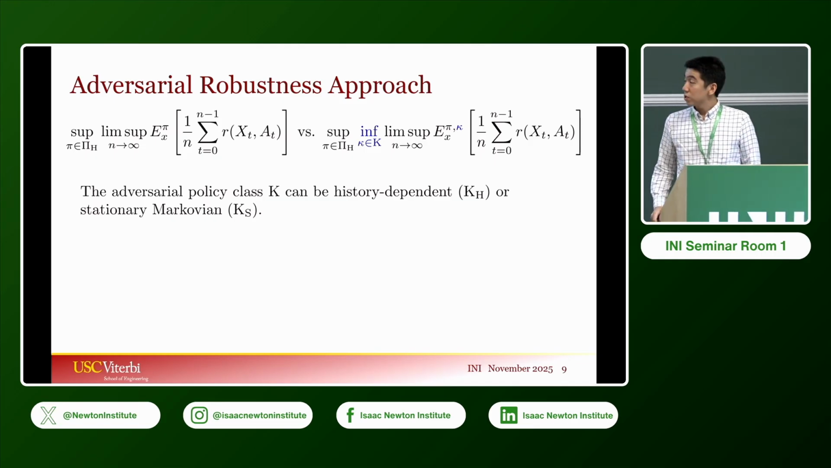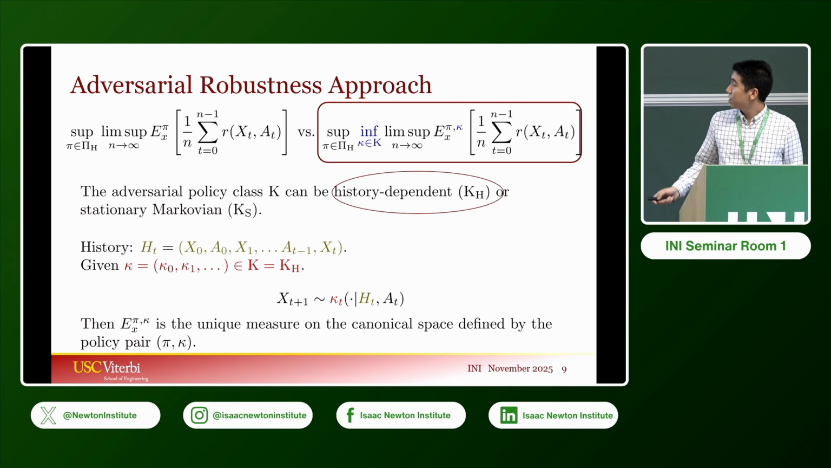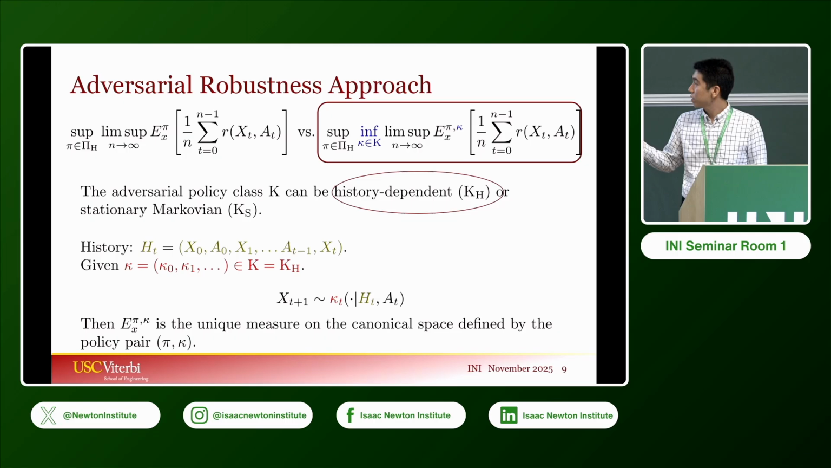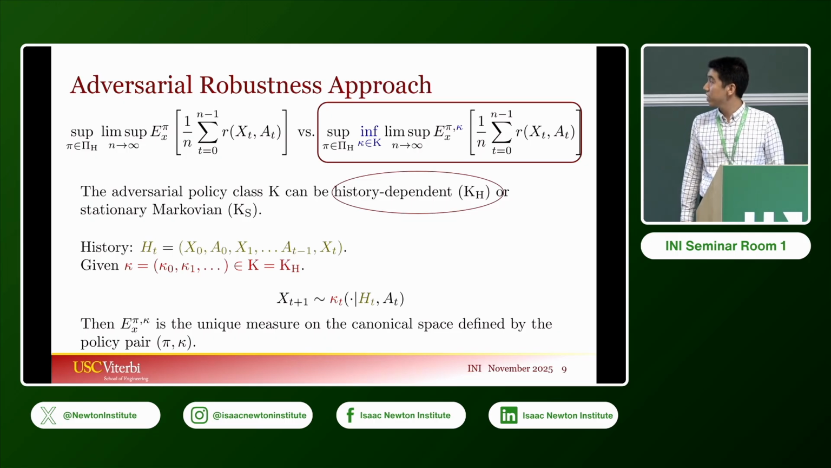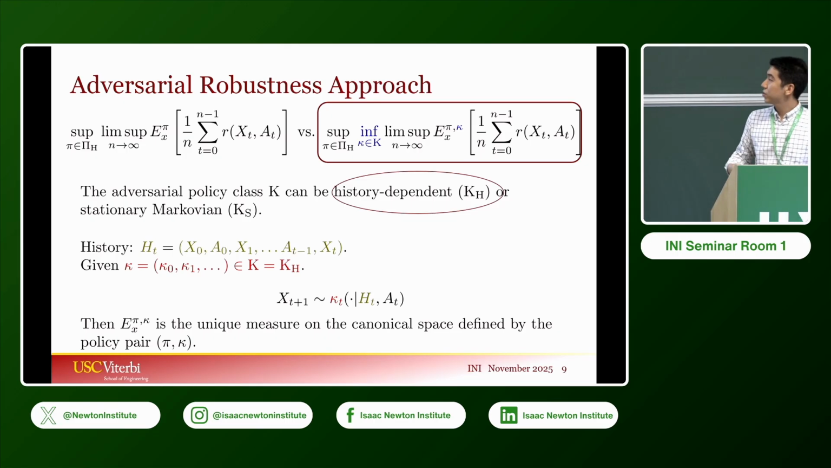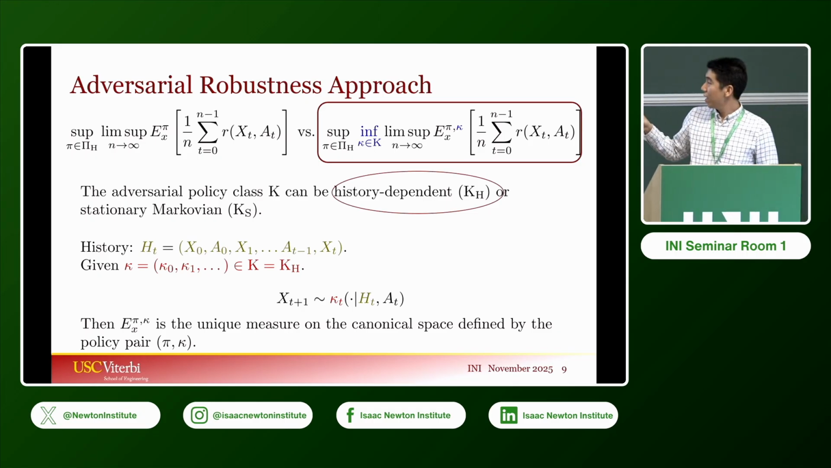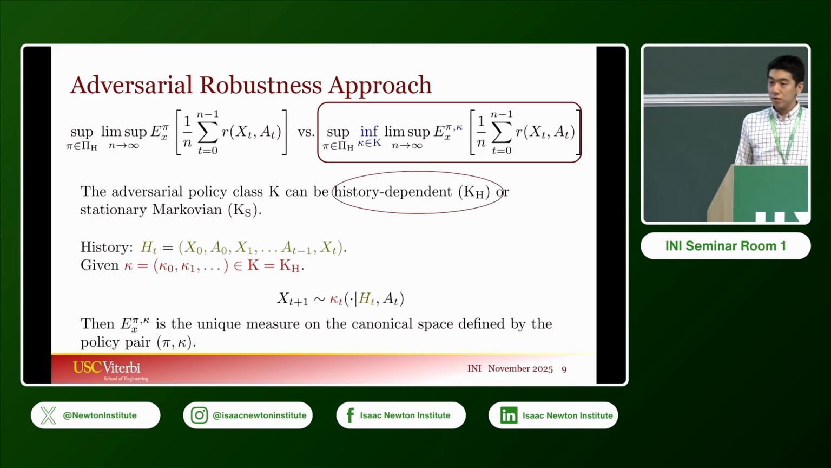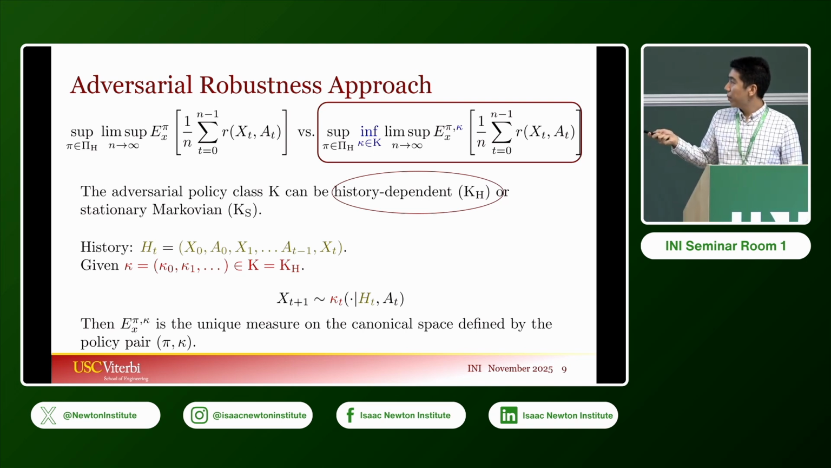Markovian. So first, for the history dependent case, the dynamics works as follows. So we use H_t to denote the whole history up until the current state X_t. A history-dependent adversary basically chooses a sequence of conditional distributions, each of them representing the conditional distribution of X_{t+1} conditioned on the entire history H_t, as well as the current action A_t.